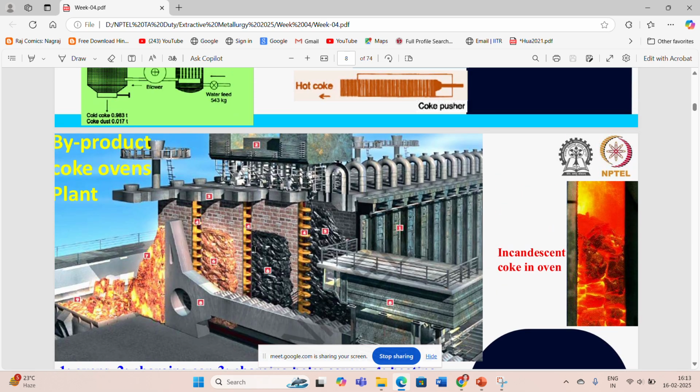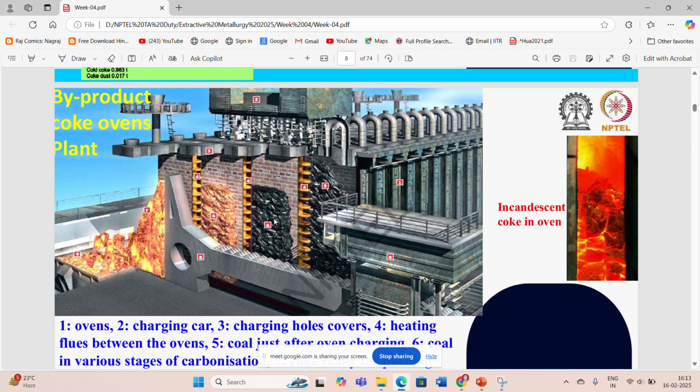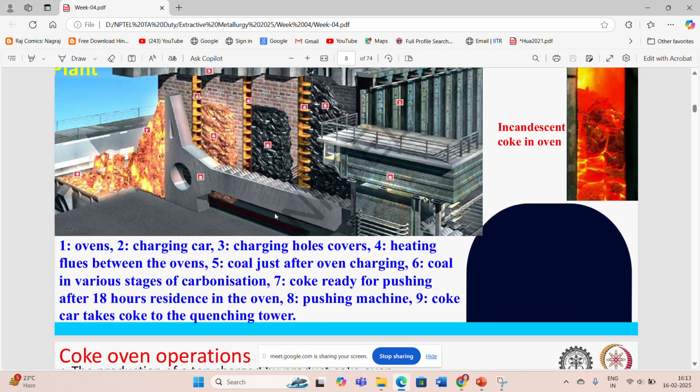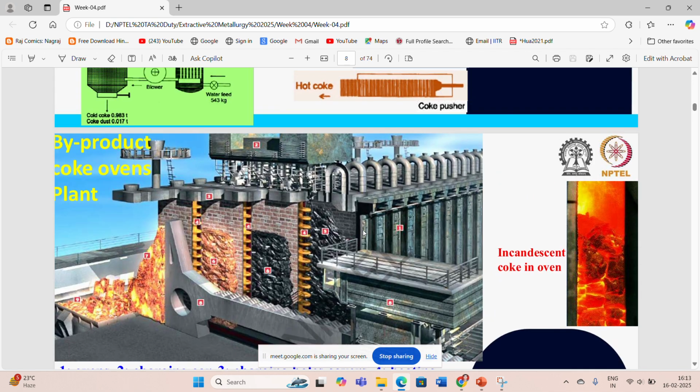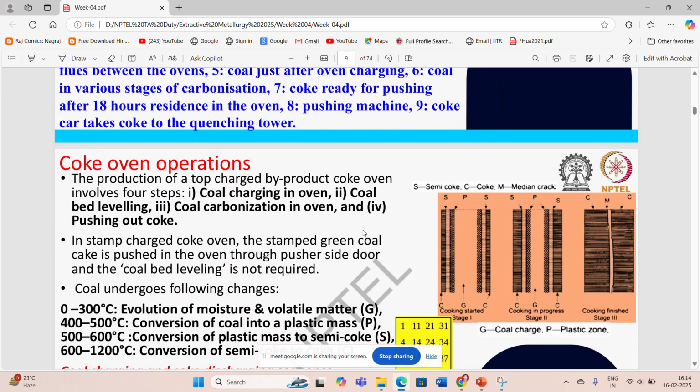So the major process during this coke making operation is the quenching of the coke. We have to quench the coke immediately after discharging from the coke ovens, for creating the strength and maintaining the properties which we want in the coke. So this is a typical diagram of this byproduct coke oven plant.